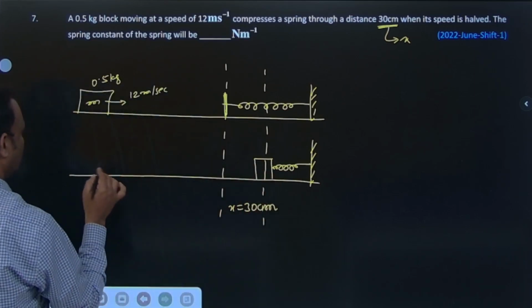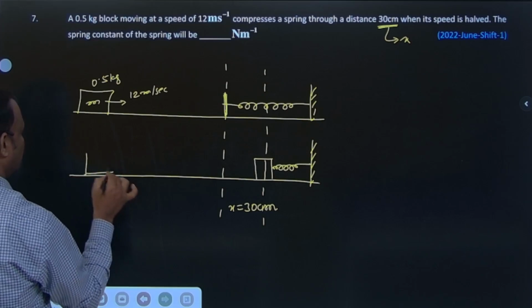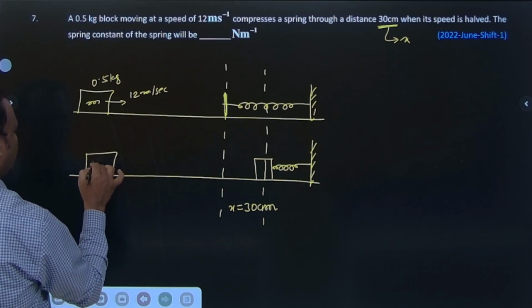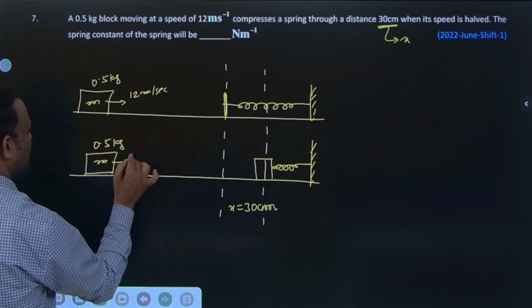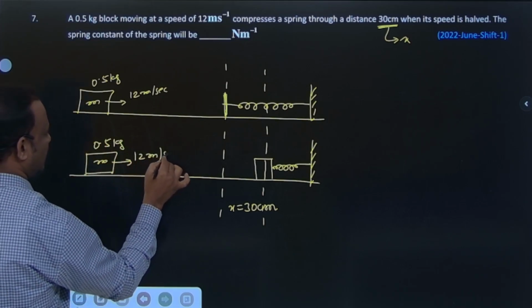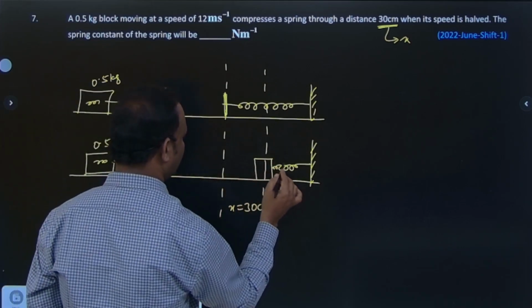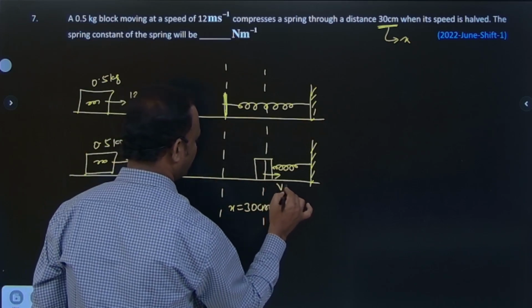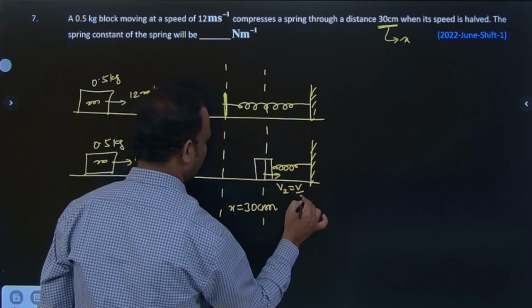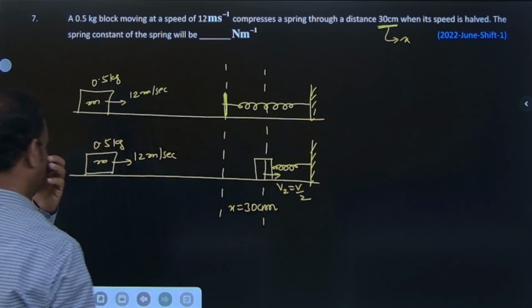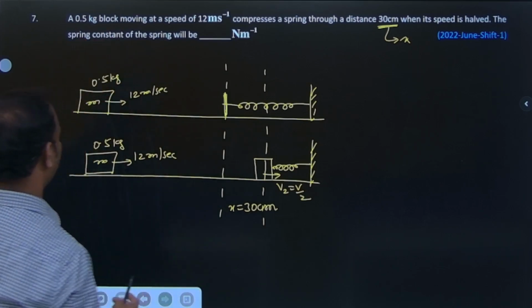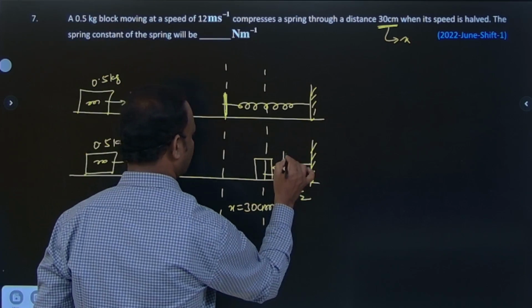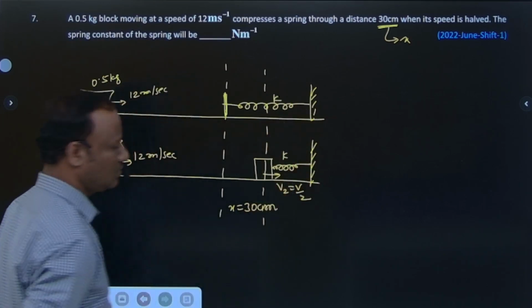Here the initial case is this block, its mass 0.5 kg, its velocity is 12 meter per second. At this position, the velocity is halved, so V2 is equal to V by 2. Then what will be the spring constant of the spring? K is equal to what?